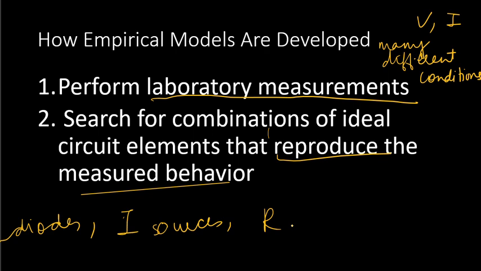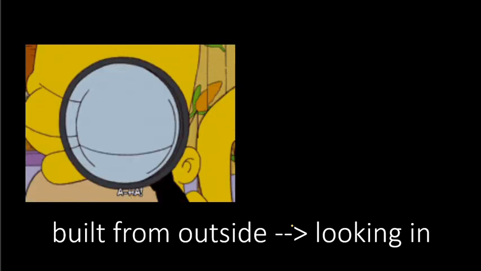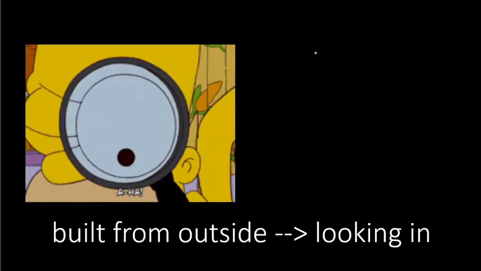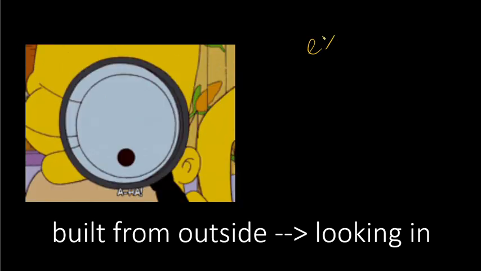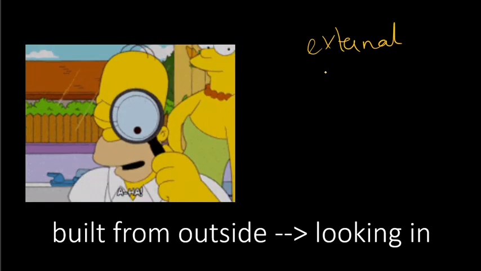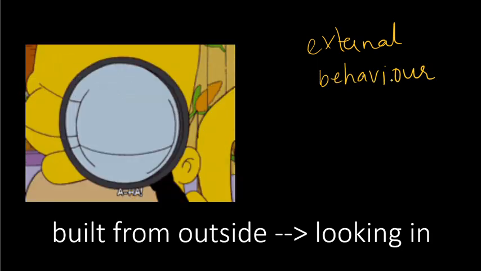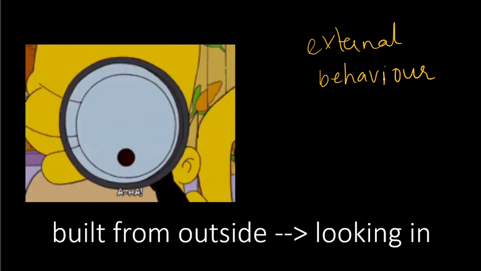We need to notice something important here. The model is built from outside looking in. We never ask what is happening physically inside the transistor. We simply reproduce the external behavior. This is the essence of empirical modeling, right?